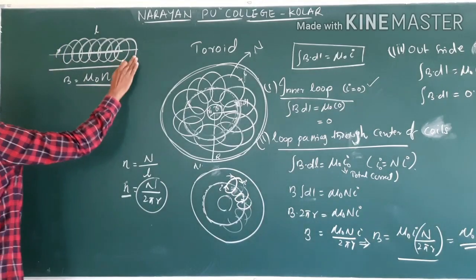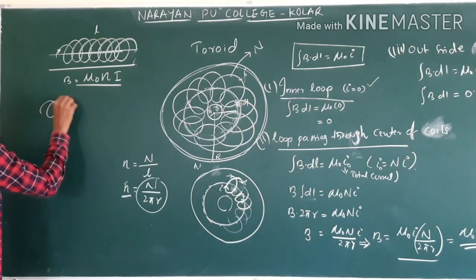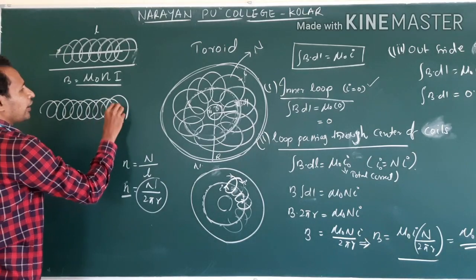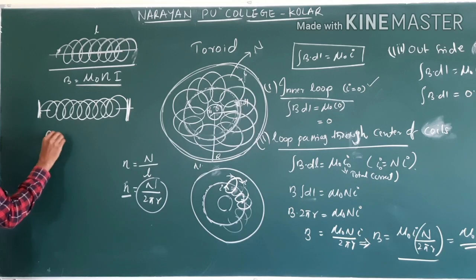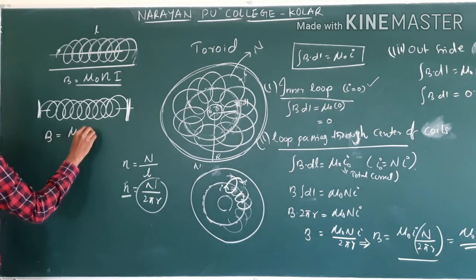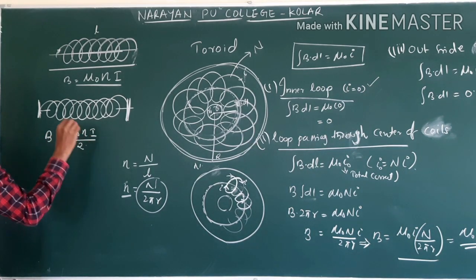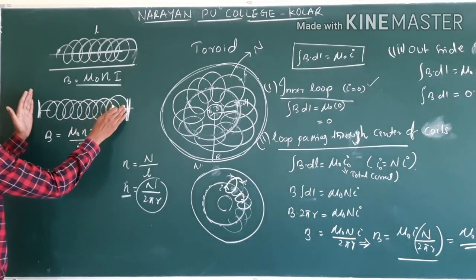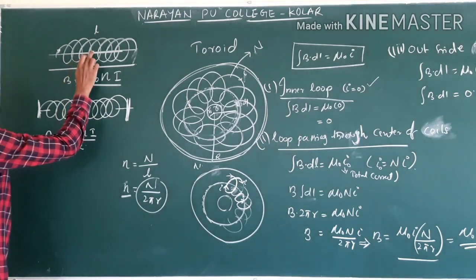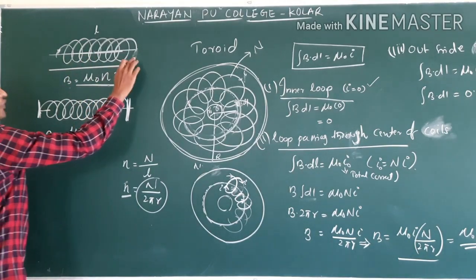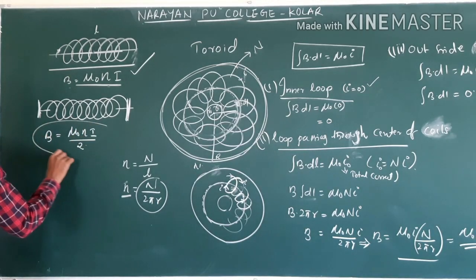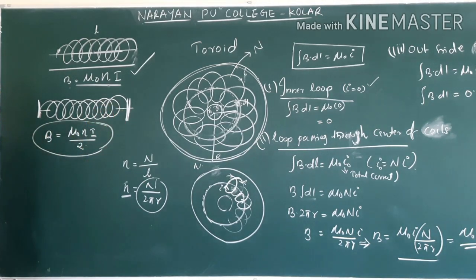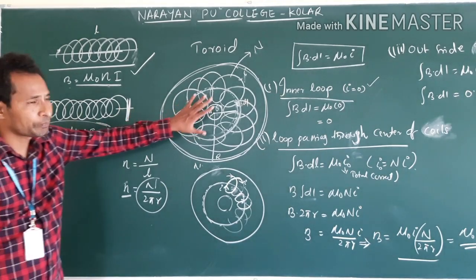Suppose they ask the field at the ends of the solenoid, this point and this point. Here the field formula is B is equal to mu naught n I by 2. Clear? At the ends, mu naught n I by 2. At the center, mu naught n I. In our textbook problems, we will follow this. Sometimes we do expect questions on this, at the ends of the solenoid. Clear? This we do expect in the exam.